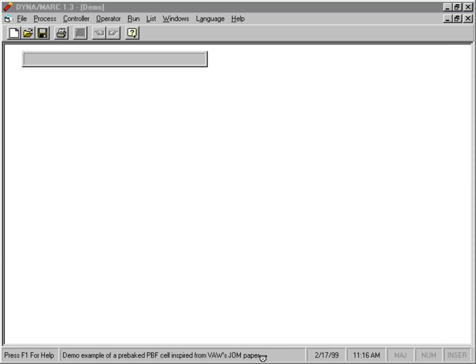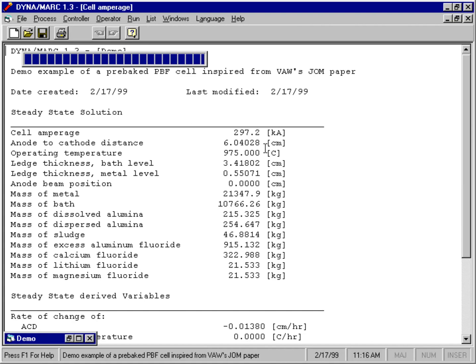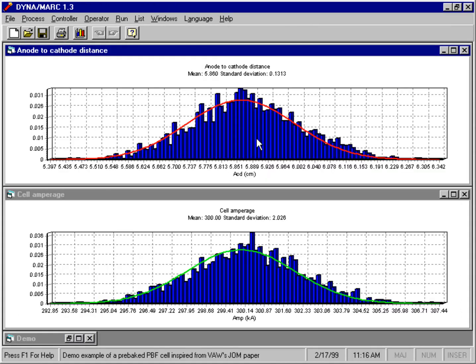So you solve in sequence 2000 solutions. Here is the first solution, where the input was picked at random at 297 kiloamps and you obtain 6 centimeters of ACD. Here at the end of the 2000 cycles, the green curve is the target input distribution. The histogram is the real distribution obtained after 2000 cycles for the input variable. And this is the corresponding output distribution for the anode cathode distance.